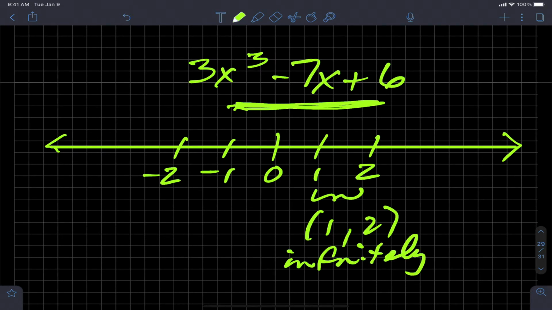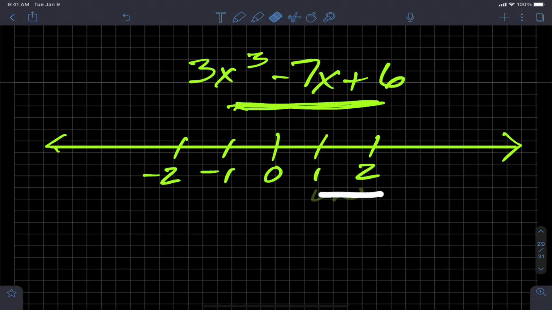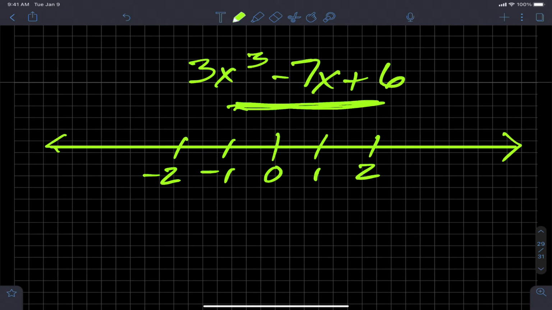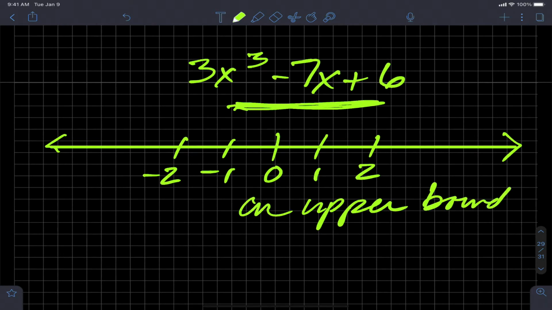So that is a little bit of a problem, right? Because if I just wanted to start guessing, there's an infinite number of values that I can guess just between 1 and 2. How am I going to get there? Now, the bounds of zeros really only apply to integers. And first we're going to try to find an upper bound of the zeros of this polynomial.